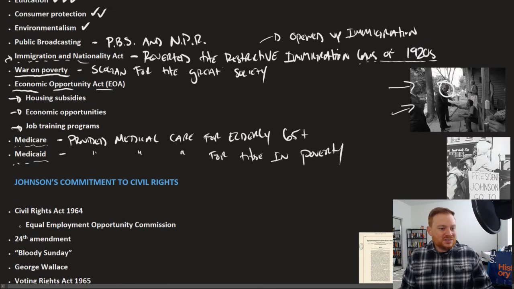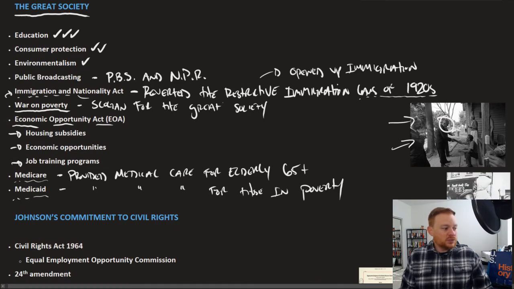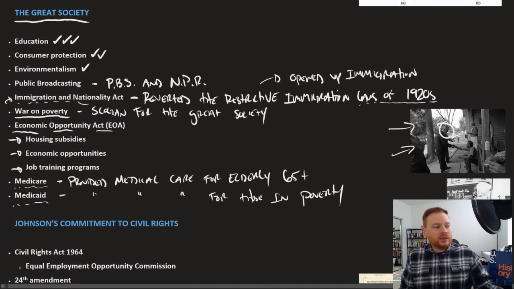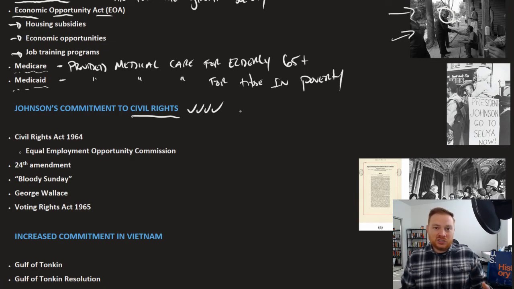So all these things collectively, education, consumer protection, housing programs, job training programs, Medicare, Medicaid, fall under Johnson's Great Society program. Now, as president, there are three things really to know about his presidency. The Great Society is one. The position on civil rights is another, because President Johnson is essentially the president who signed major civil rights legislation that eventually ends the era of Jim Crow, the era of segregation in the South, and that is the Civil Rights Act of 1964.